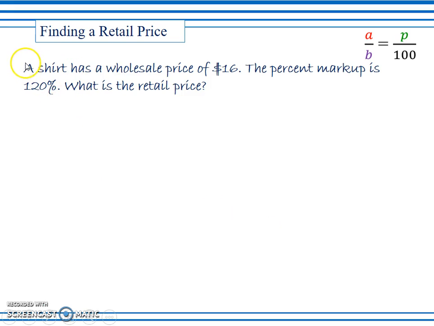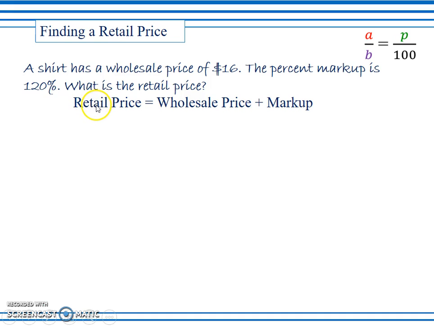Okay, so let's try another problem. It says a shirt has a wholesale price of $16. The percent markup is 120%. What is the retail price? So I'm going to use the proportion. So that's where I'm going to start.